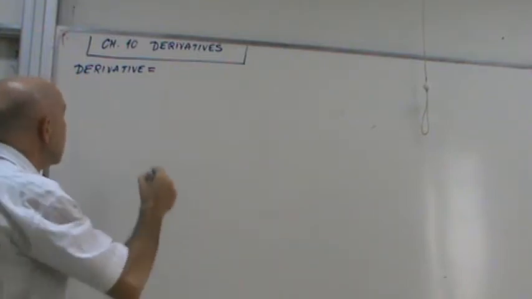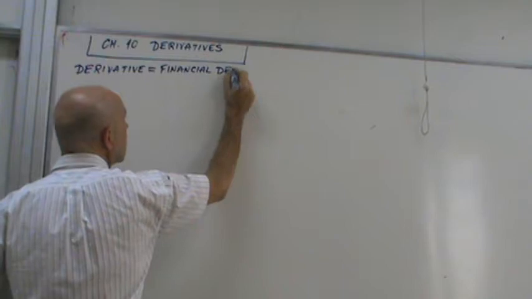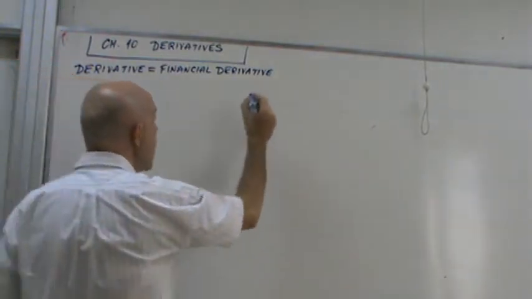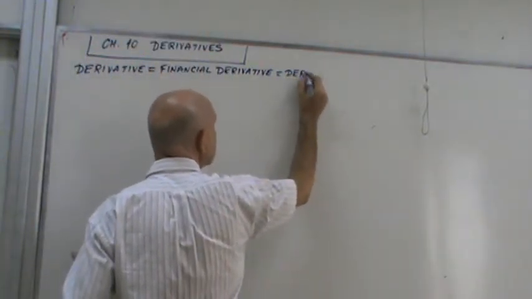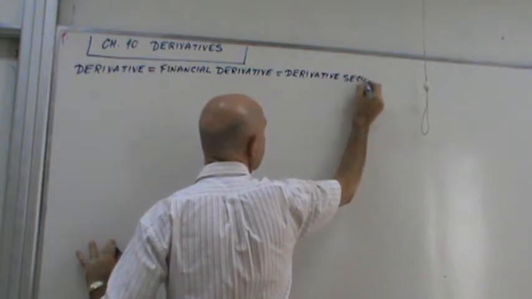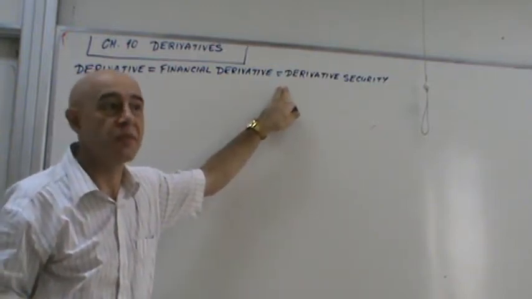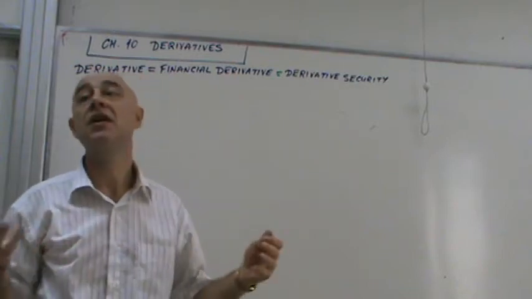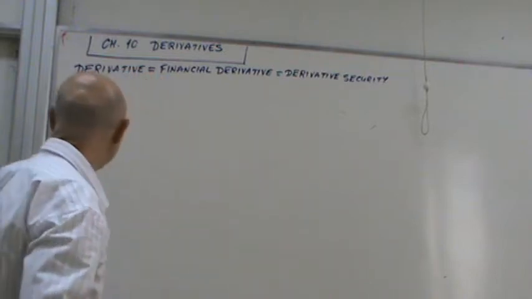Derivatives stands for a number of things, same as financial derivative, and it's also the same as, how they call it here? Derivative security. Derivative security is a financial instrument, you can say a security, which derives its value from another security, from another investment asset.